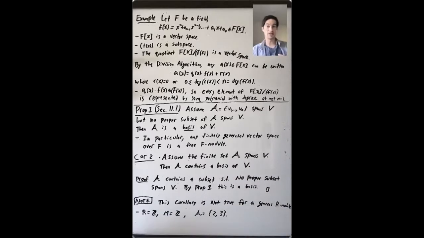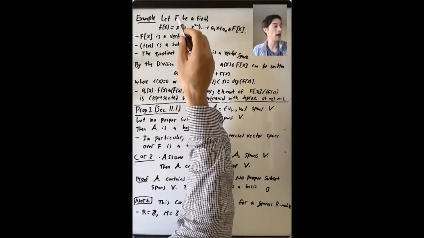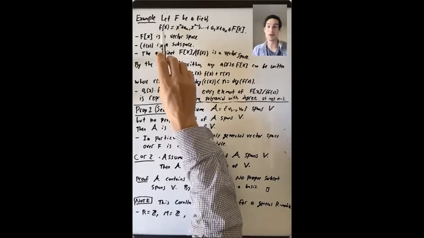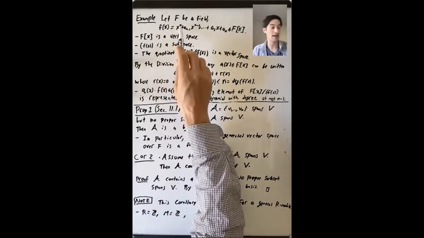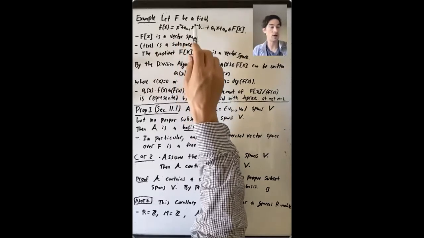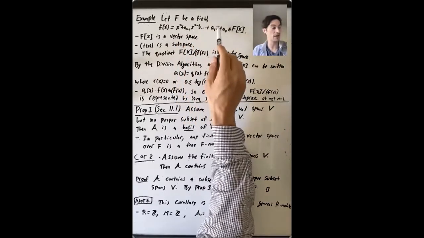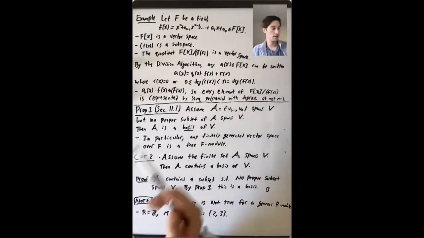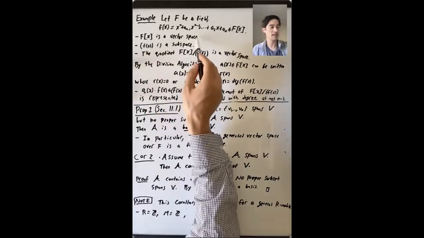So the last thing I want to do in this video is talk about an example that's related to a homework problem that you've already done. So F is a field. Let's take a polynomial f of x that's monic, x to the n plus a n minus 1 x to the n minus 1, plus ... plus a1 x plus a0. F[x] is a vector space.